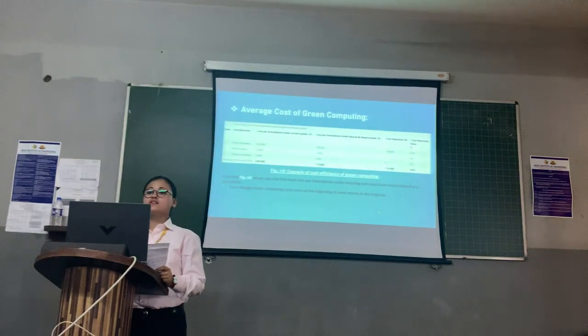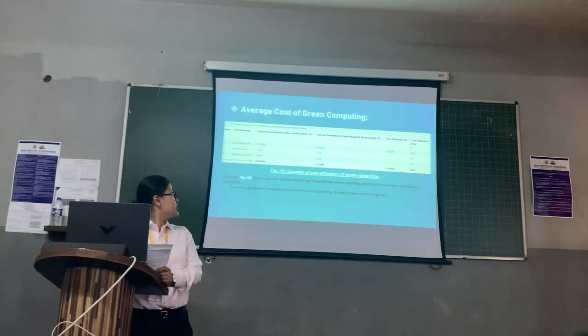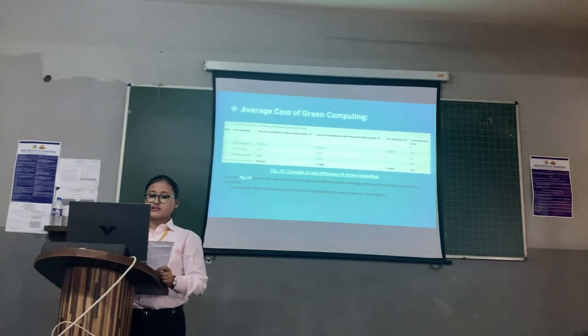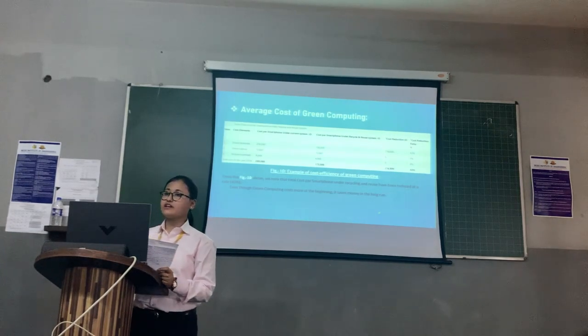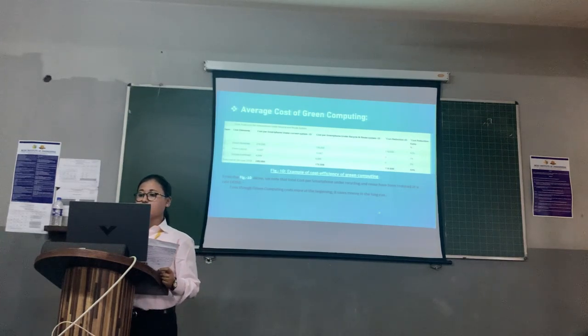Moving on, the average cost of green computing. As you can see in this chart, it consists of item, cost elements, cost per smartphone under the current system, compared with cost per smartphone under the recycle and reuse system, and the cost reduction and cost reduction ratio.